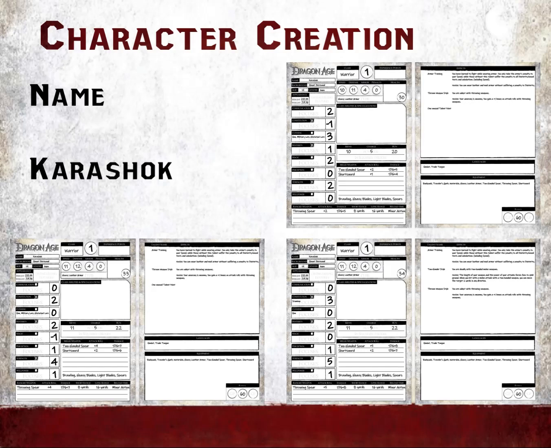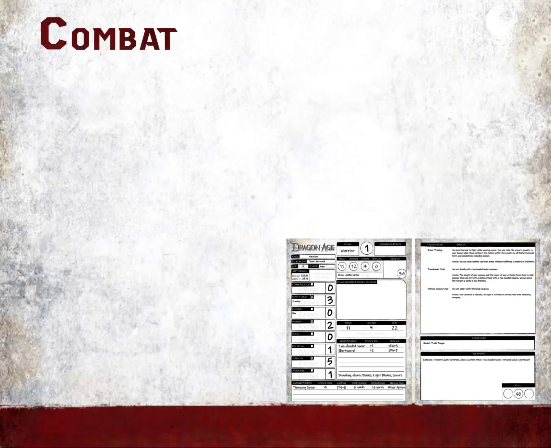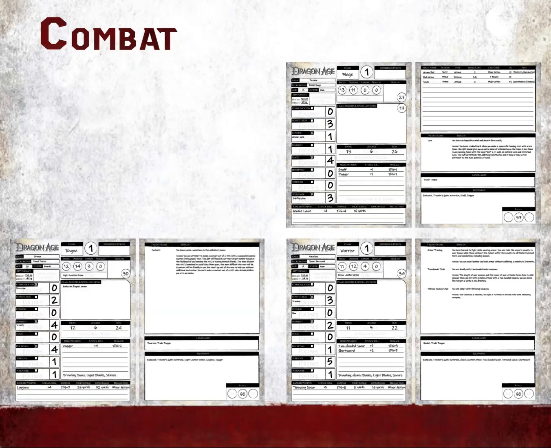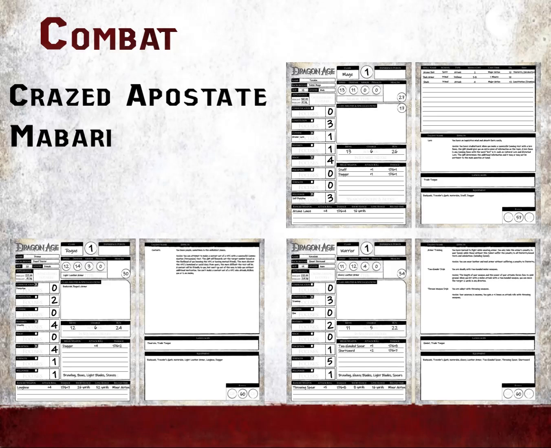Now that we have a character, we can try him out in combat, and to show how combat works for different classes, let's add a rogue and a mage to our party. Now I have 3 characters that have all been made using the point system, and you can find all of them in the description. Our heroes are facing a crazed apostate who has this trusty Mabari with him. The apostate and his warlock lay in waiting as our player characters approached on a path toward the Imperial Highway.